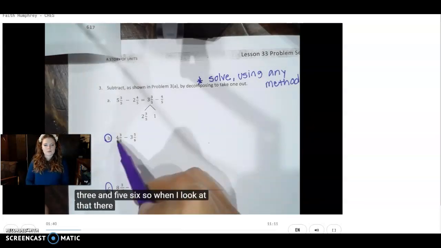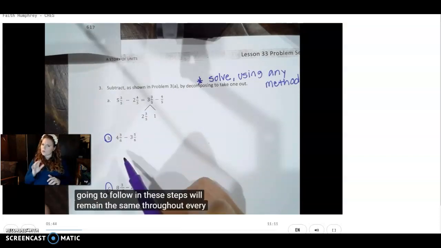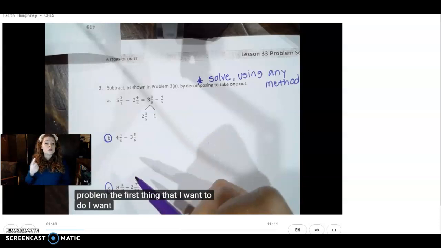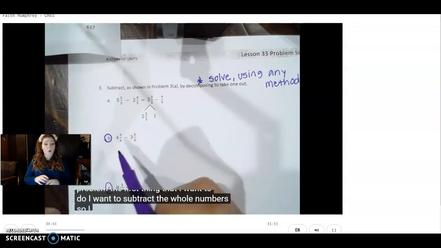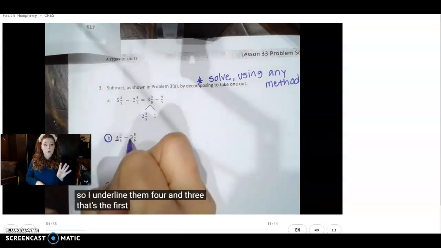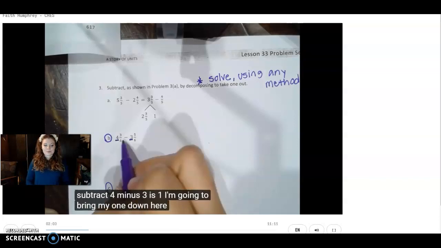So when I look at that, there are a couple steps that I'm going to follow, and these steps will remain the same throughout every single problem. The first thing that I want to do, I want to subtract the whole numbers. So I underline them, 4 and 3. That's the first thing that I want to subtract. 4 minus 3 is 1. So I'm going to bring my 1 down here.